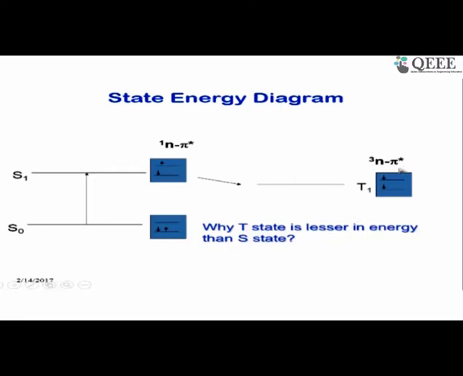Now there is another question. This triplet state, many of you know about the Jablonski diagram. This triplet state is always placed lower in energy than the singlet state. There is no Jablonski diagram which shows a triplet state energy higher than that of a singlet state. What could be the reason? So I want to take a couple of minutes and then see.